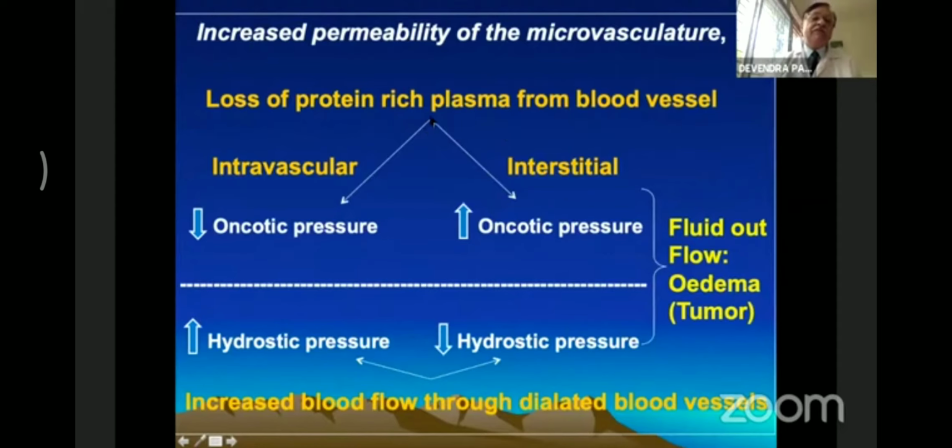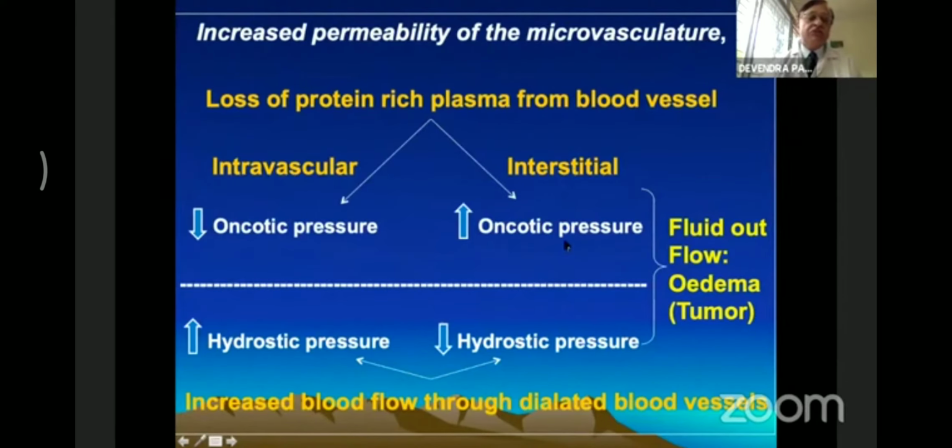Here, what happens is protein-rich plasma is lost from inside the blood vessel, so there is decreased oncotic pressure inside. What is oncotic pressure? Pressure exerted by the solids. Osmotic pressure is exerted only by electrolytes. Oncotic pressure is exerted by all solids, and the main solid in the blood is protein, the plasma proteins. That is lost, so oncotic pressure inside the blood vessel is less.